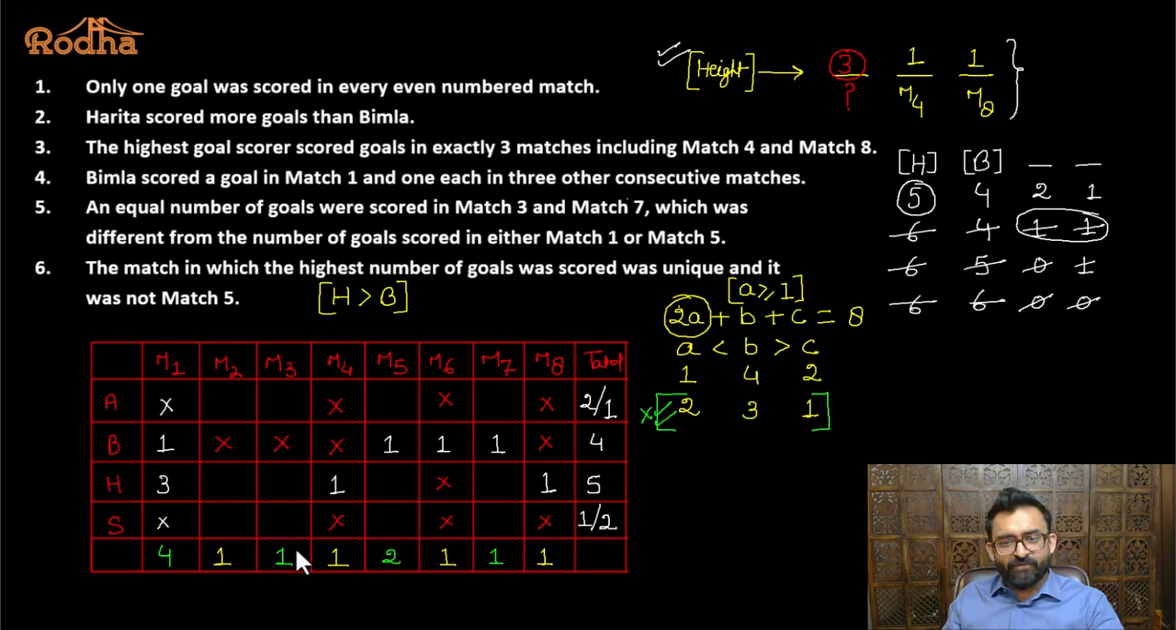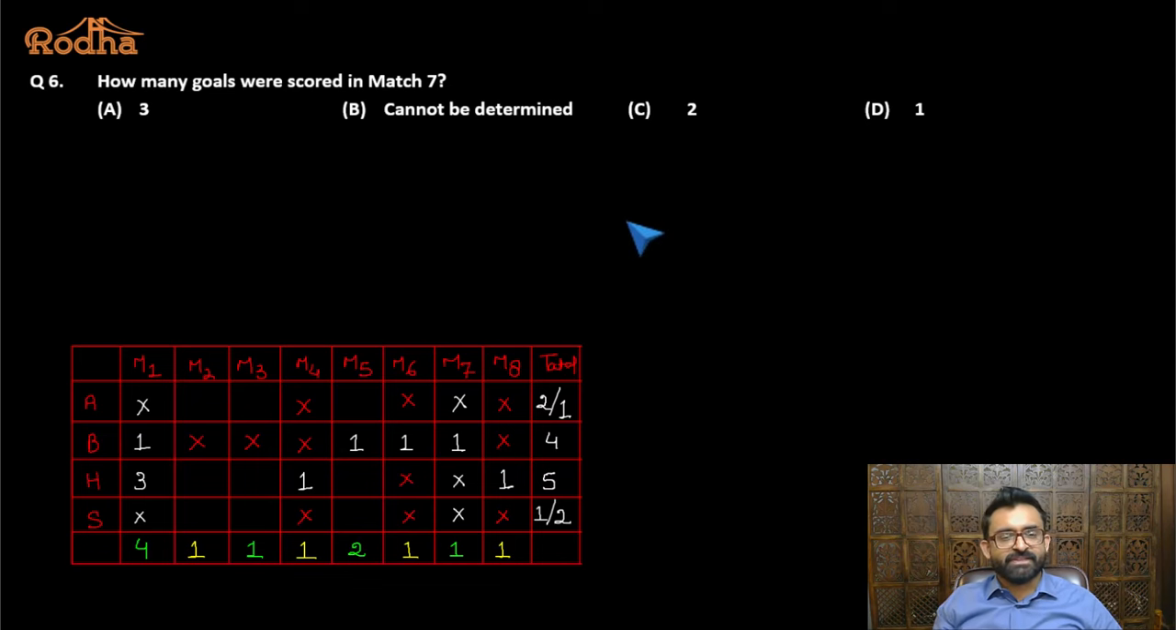Match 3, match 4 status I don't know. Match 5 status I don't know. Match 7 status I definitely know. Only one goal is supposed to be scored here. Fine. So we have understood the information as of now. Whatever we have, we can conclude this much from it. There is no other possibility which I can go for. Fine. So let's take this information and try to answer the question. This is the first question of this set.